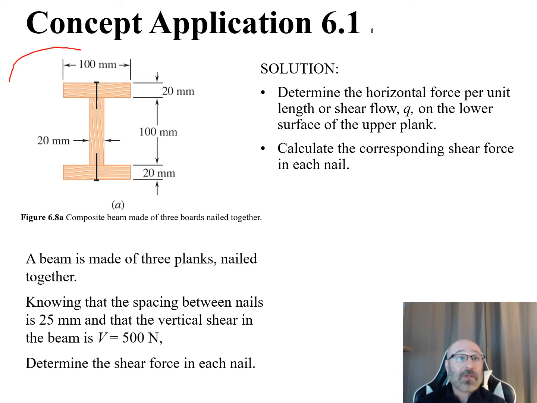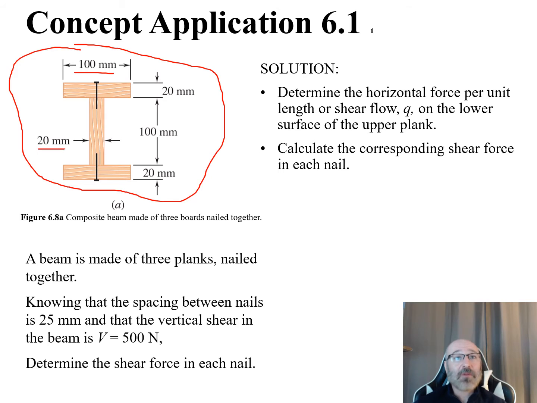We can see we've copied over our initial given diagram right here, and we can see all of our dimensions. We have the top plank with a length of 100 millimeters. We have the width of our middle plank of 20 millimeters. The distance between the top and the bottom is 100 millimeters. And the top and bottom plank thickness is 20 millimeters as well.